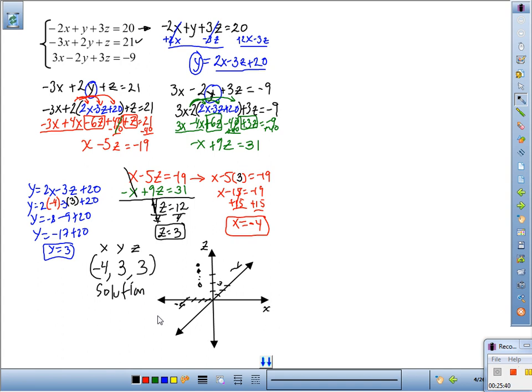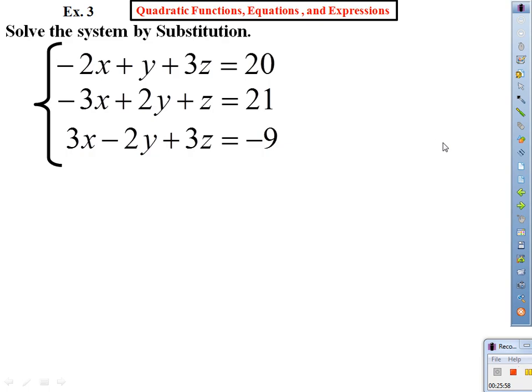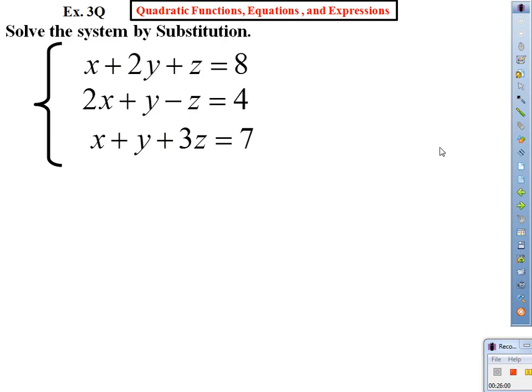Solution. All right, show me with fingers how comfortable you are with substitution methods without the graphing. The graphing, we're not going to do. We're just doing substitution and elimination. Okay. All right, so let's see if you can do one by yourself. Copy this one, example 3Q. x plus 2y plus z equals 8. 2x plus y minus z equals 4. And x plus y plus 3z equals 7.